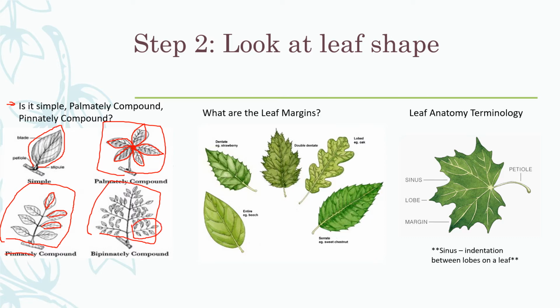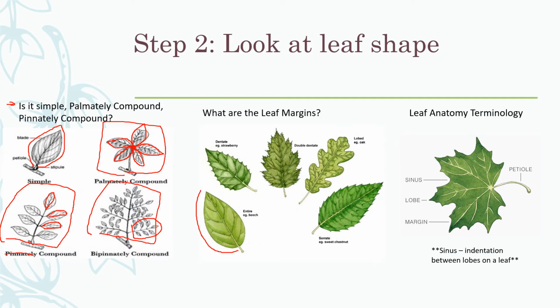All right, so beyond knowing what the general leaf shape is, what are the leaf margins? And what does leaf margin mean? It means what's the texture along the side of the leaf. If the leaf is entire, like this, it means it's nice and smooth, right?